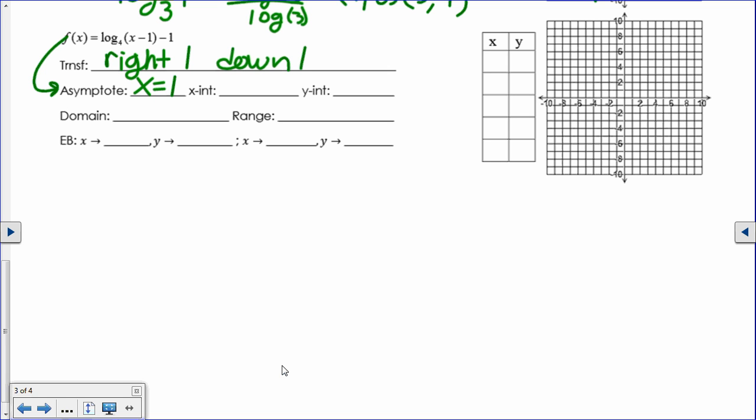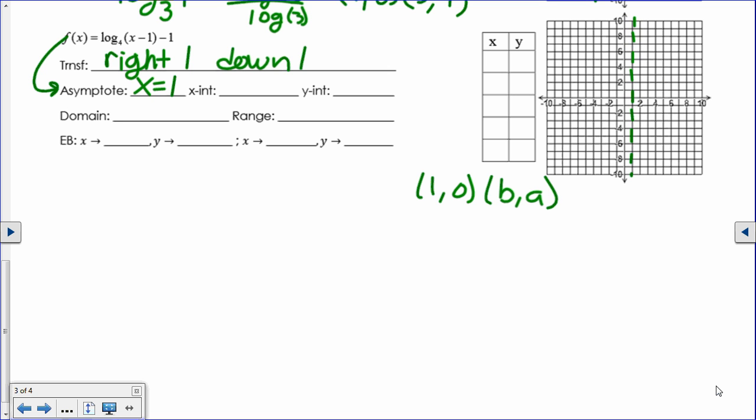Okay, so what's the next thing I would do? You gotta write down the 1, 0 point. Oh, you have to draw it first. That's what we're trying to do. You draw.